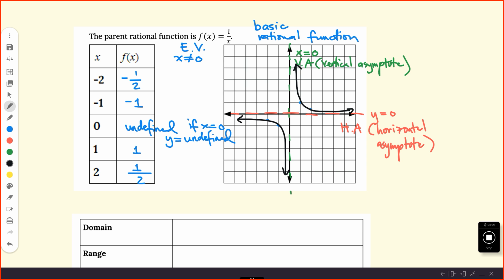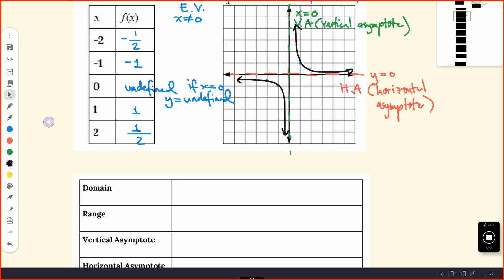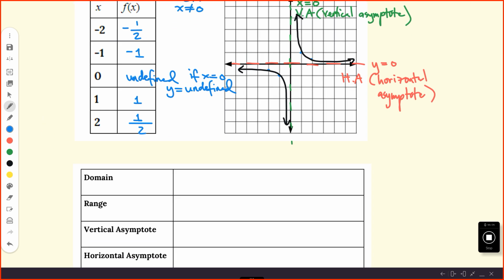Okay. We're just estimating the graph. So this is not really the accurate graph, but just to let you know the feature and how the graph of the basic rational function looks like, right? Okay. Now, so what is the domain of this function?